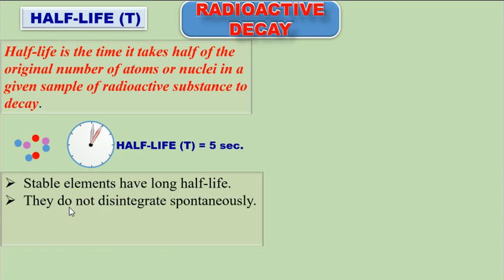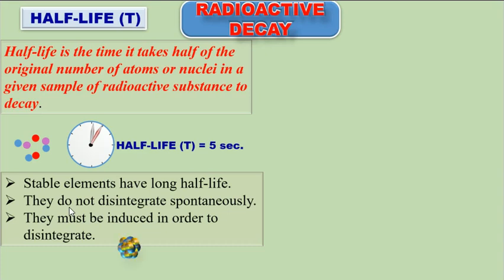Because of that, they do not disintegrate on their own spontaneously. They do not undergo decay on their own. You have to force it. You have to induce it because they are stable. So they must be induced in order to disintegrate or decay. So now we have seen that. Now you see that this nucleus is heavy and it's unstable. If it's stable, it will not decay. But if it's unstable, it can decay on its own.